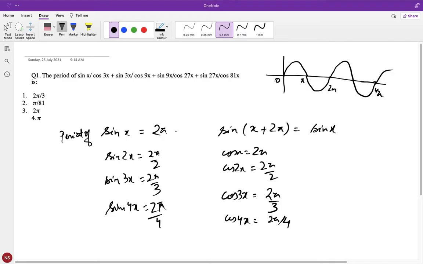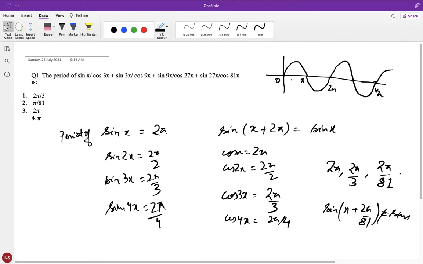The period of sin x is 2 pi. Cos 3x is 2 pi by 3. Sin 3x will also be 2 pi by 3. Cos 81x would be 2 pi by 81. So all of these options are there, 2 pi by 3, 2 pi by 81, etc. But if I add 2 pi by 81 to x in sin x, do I get sin x? No, as you can see from the graph, it's not equal. If this is 0 and I add 2 pi by 81, it is somewhere around here. Sin 0 is 0 and sin of 2 pi by 81 is a non-zero value. So this is not the period, and this option is gone.